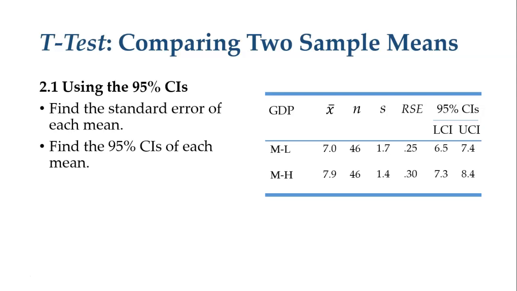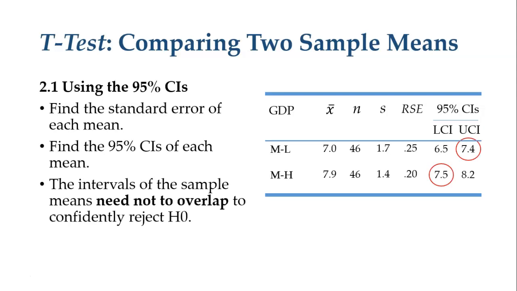Remember that the confidence interval is that range of values in which we feel confident that the true mean in the population will be. So it's going to be from 6.5 to 7.4, and the mean that we estimated for this sample was 7. So we have that range from the lower to the upper boundary of confidence. Okay, and we do the same with the medium high countries. What we want to do is to see whether these different values overlap or not.